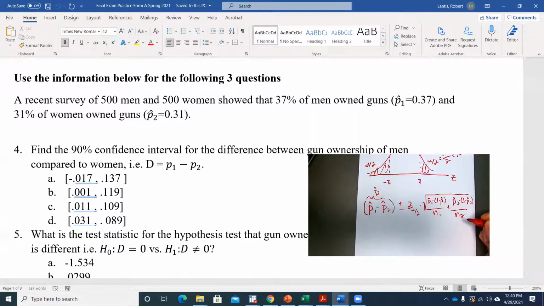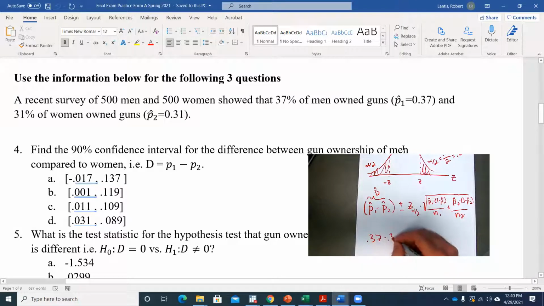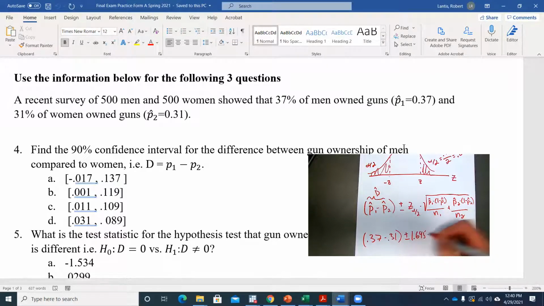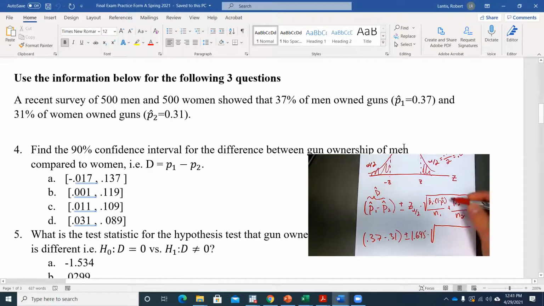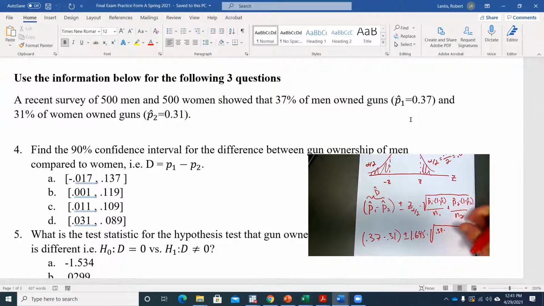Now it's just a matter of plugging our values in. So 0.37 minus 0.31. We had that z-value of 1.645. And I'm not even going to write that out, I'll run out of room, but you can imagine I'm doing 0.37 times 1 minus, I'm just plugging in the rest of my values there. Really at this point, it's just a matter of getting this entered into our calculator correctly.